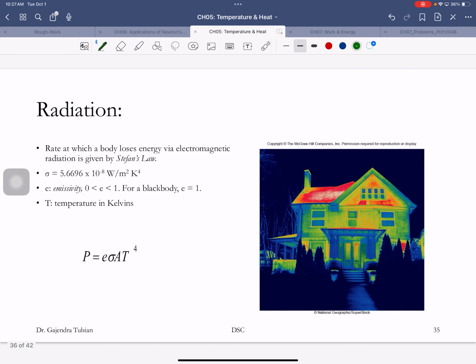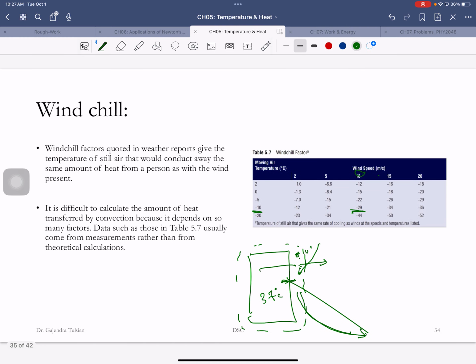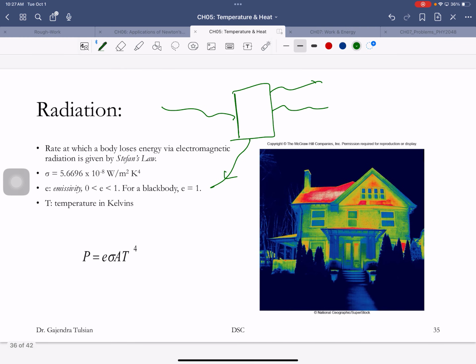All right. You can lose heat via electromagnetic radiation. We all emit electromagnetic radiation. This is true for babies, and they can lose a lot of heat via electromagnetic radiation because when you're small, your surface area to volume ratio is high, so you've got to be careful.